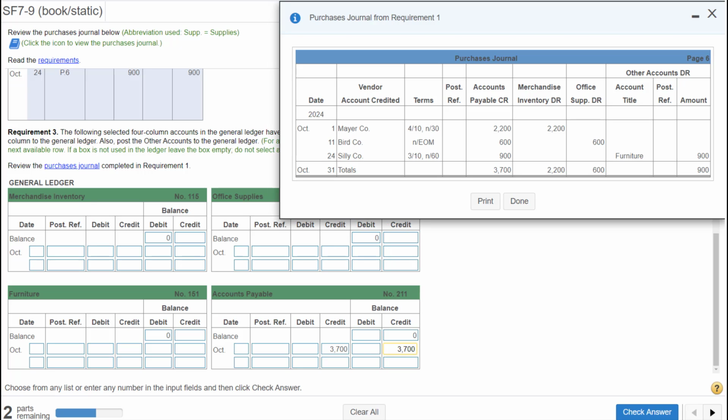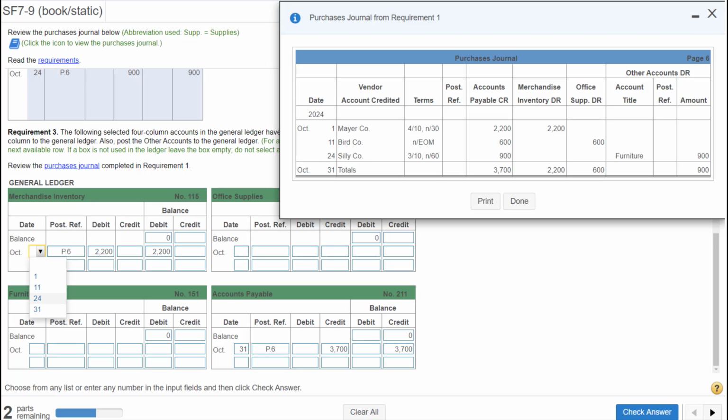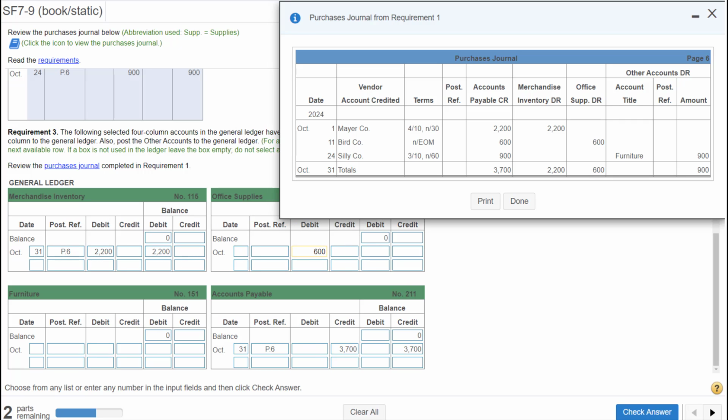Our new balance is $3,700. This is posted at the end of the month from Purchases Journal, page 6. We got inventory, $2,200 debit, posted at the end of the month. Then we got $600 office supplies, debit. All these totals are posted at the end of the month. Technically this $900 total is not posted because it could be from multiple accounts. However, we go up to the individual amount. $900 for the furniture is a debit.